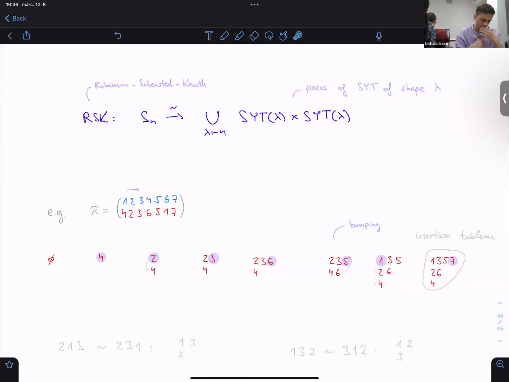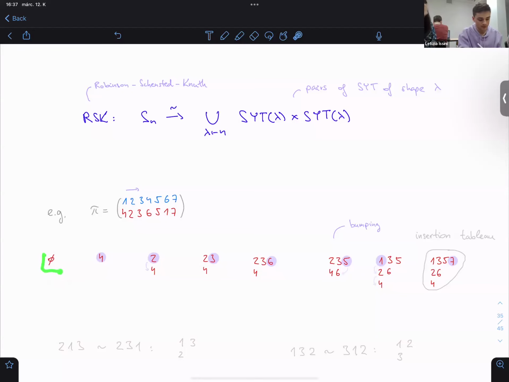But if there's a number in the row that's larger than the new number, this new number will replace this old number and bump it down to the second row, and then we'll do the same procedure with the old number in the second row. That's a lot of words, so let me just show you this example here.